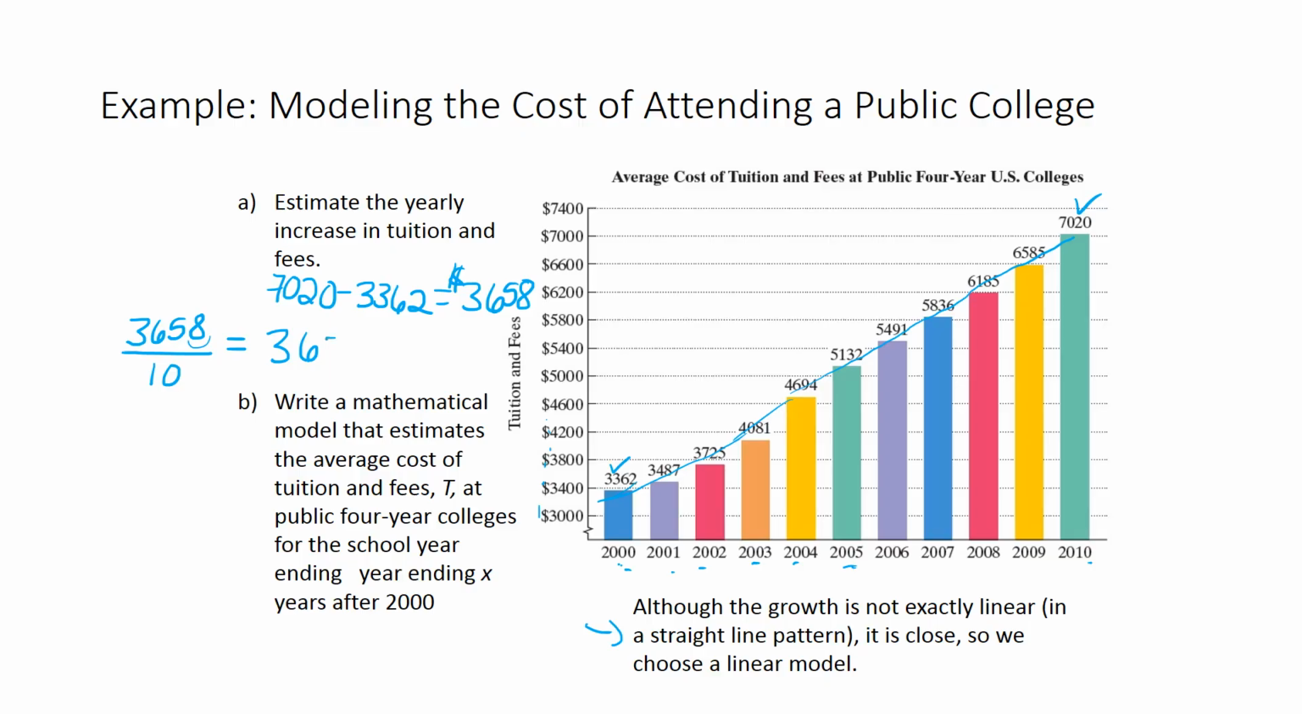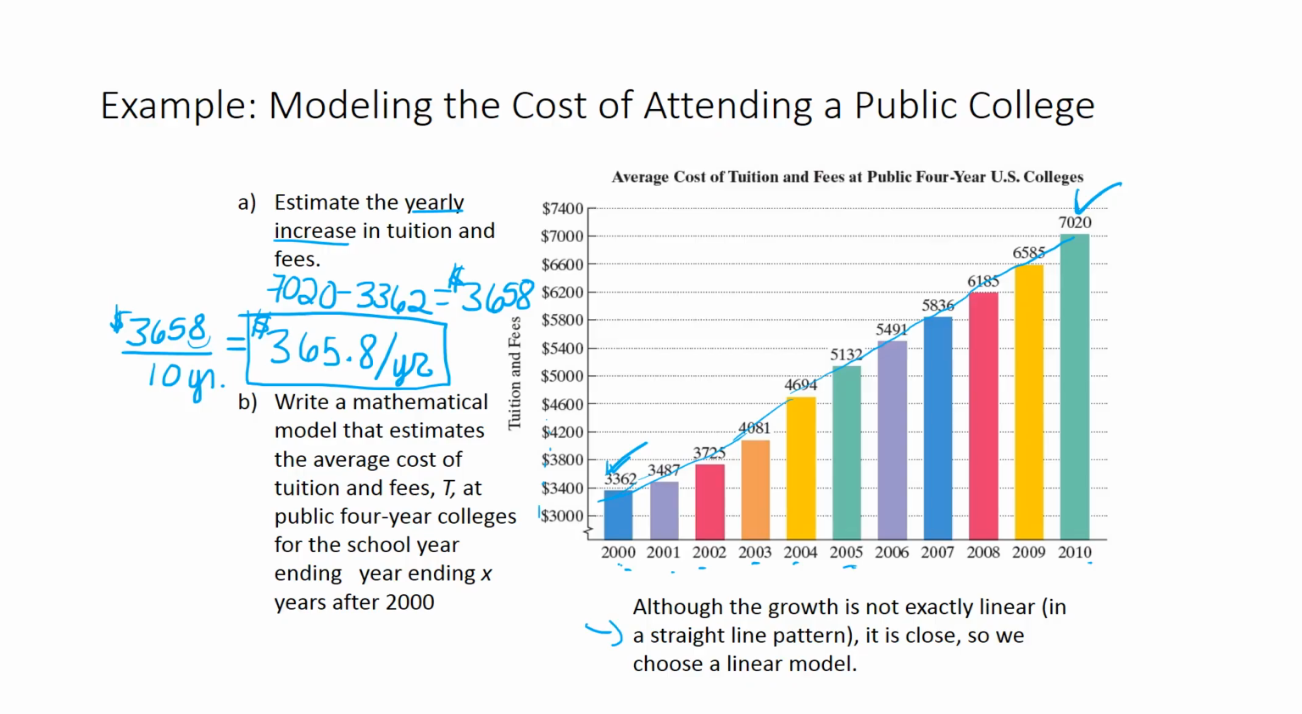So 365.8, and that is dollars per year, right? This is dollars for 10 years, and that's dollars per year. Because it says yearly increase, all right? And then we have to take its average over this time interval, all right? So we subtract that and divide by 10, just like we did before.